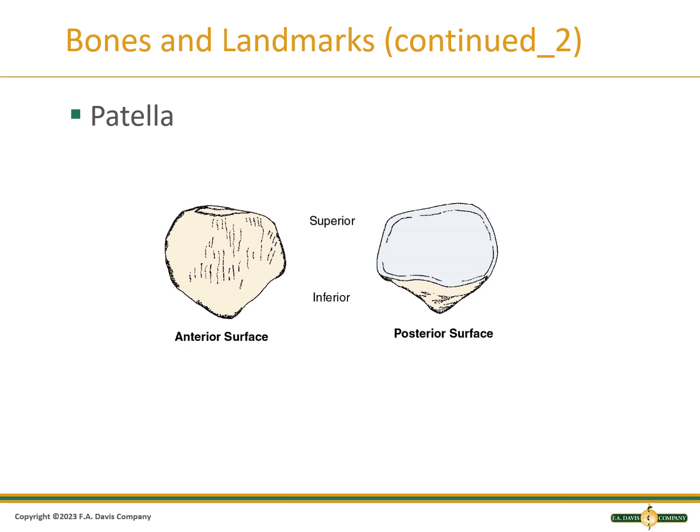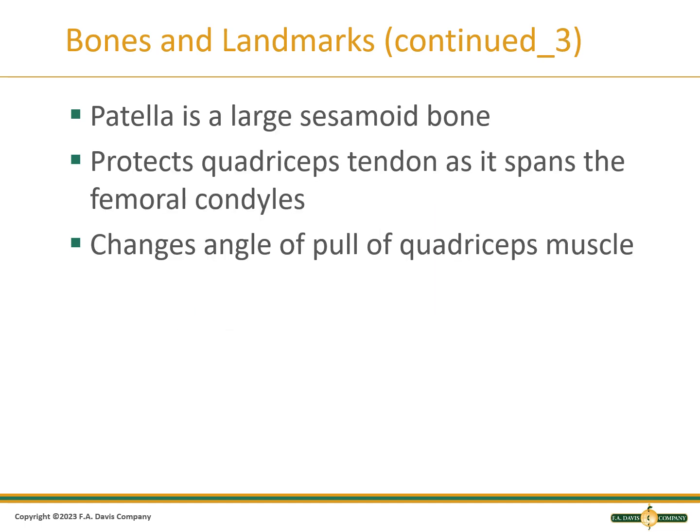Our patella is this kind of triangular-esque shaped bone where it tapers down to a point at the inferior surface, and it has a smooth posterior aspect so that it can appropriately glide on that patellar articulating surface of the femur. The patella is a large sesamoid bone. It protects the quadriceps tendon as it spans the femoral condyles and helps to change the angle of pull of the quadriceps in order to give us more efficient knee extension.